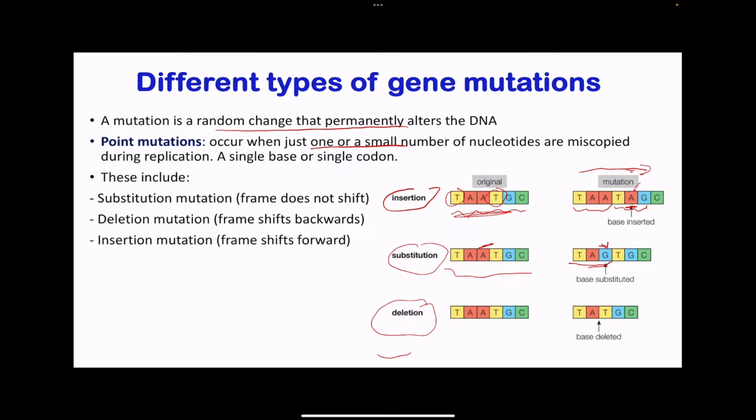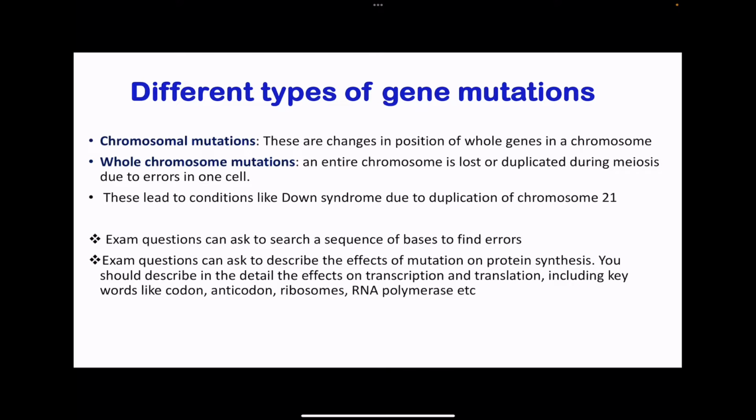For deletion mutations, a base is deleted and that is going to shorten the whole frame, meaning it's going to shift backwards, and therefore all the amino acids added from that point could be different, leading to problems. The other different types of mutations include chromosomal mutations, where there are changes to positions of whole genes in a specific chromosome. This is for the whole gene, as well as whole chromosome mutations, where the entire chromosome could be lost or could be duplicated during the process of meiosis. So examples of these could be in Down syndrome, where there is duplication of chromosome 21.